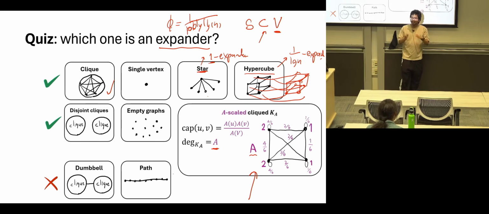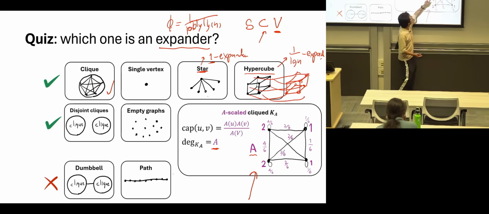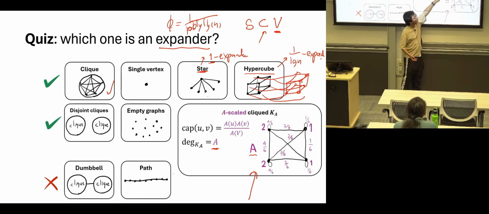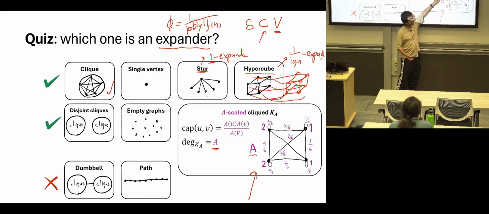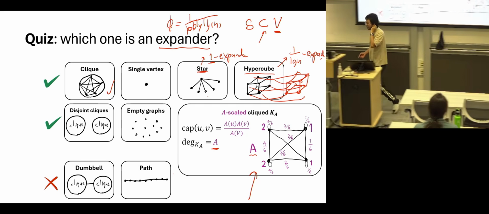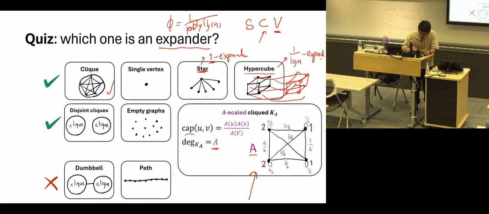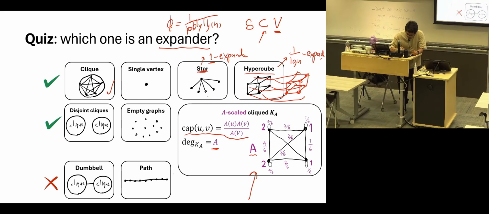Now I want to define a graph in such a way that the degree of this node is exactly 2, the degree of this node is exactly 1. How do I do that? I can just define the capacity for each edge to be exactly this. If the capacity of every edge is exactly this, then you can see that the degree of the node V is just the sum over all nodes U of A_V A_U over A of everything.